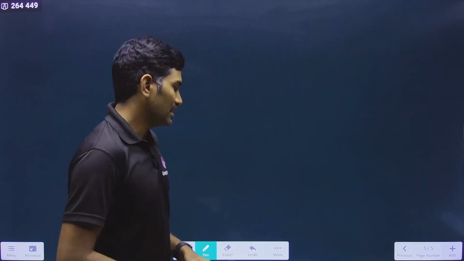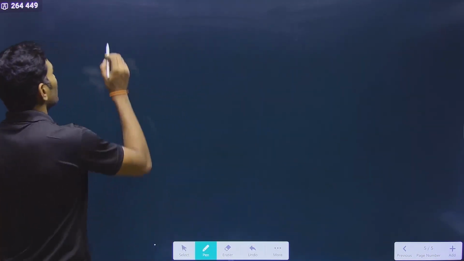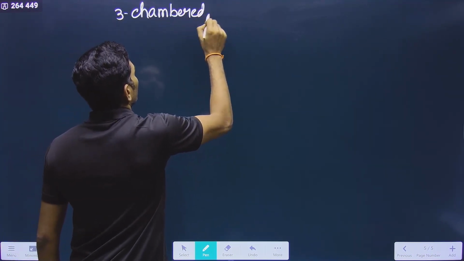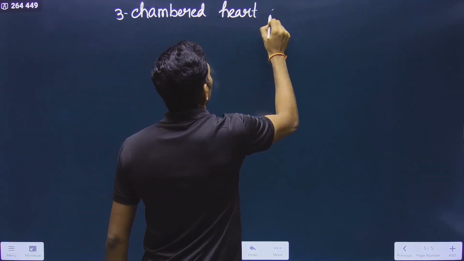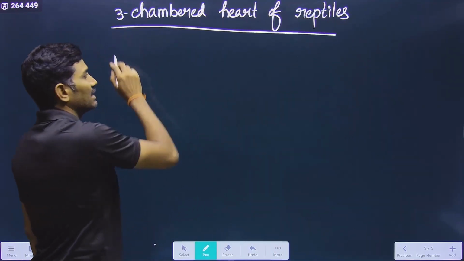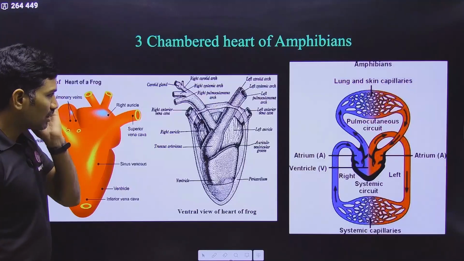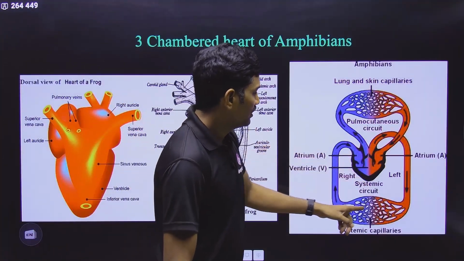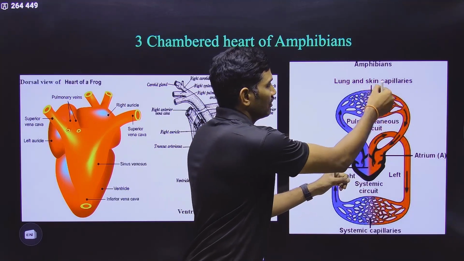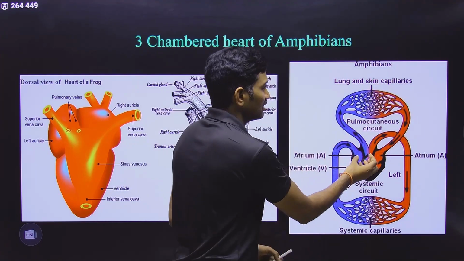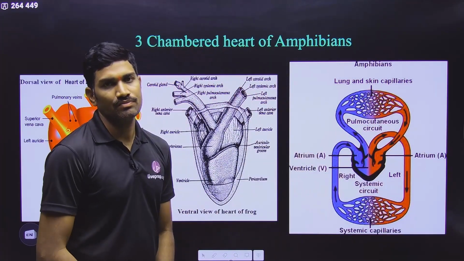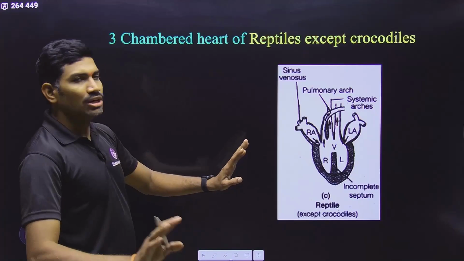And now we are going with the three-chambered heart of reptiles. Observe carefully. Diagram is almost same. There is a very small difference here. I hope now you understood this. This is the heart. Now from the body, deoxygenated blood is coming here. And from the lungs, oxygenated blood is coming here. Now it is mixed here. Now mixed blood is going to lungs, mixed blood is again coming to the body parts in this way. Okay, this is what is happening here. I hope now you understood this.